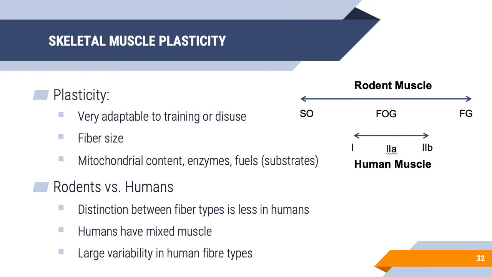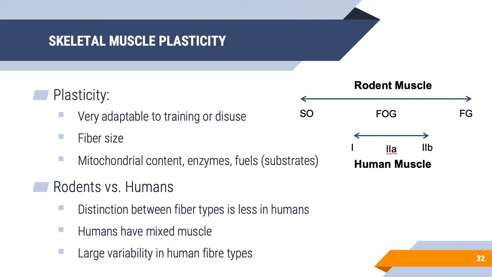One thing I would like to touch on, since some of the papers that we'll be presenting are related to rodent models, is that we need to think about rodents versus humans and how their skeletal muscle differs. In rodents, they have slow oxidative, fast oxidative glycolytic, and fast glycolytic fibers. They're very distinct from one another, whereas humans are more likely to have mixed muscles. So we have type 1, type 2A, and type 2B. Our range is much smaller for skeletal muscle.